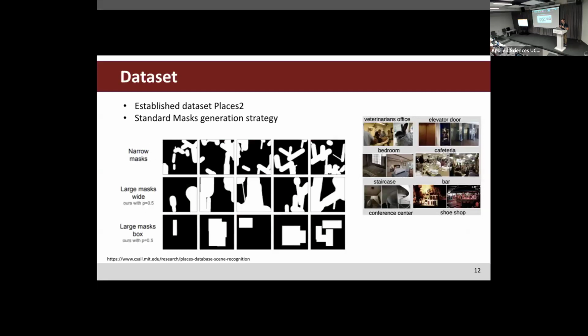So the problem setup, which we use for our experiments, firstly is the dataset. As our changes don't impact any dataset configurations, we reuse the standard dataset and mask generation strategy. For the dataset, we use the Places2 dataset, which was proven to work within this in-painting task. And for mask generation, we use two strategies. Firstly is large random mask generation, and another is large box mask generation.